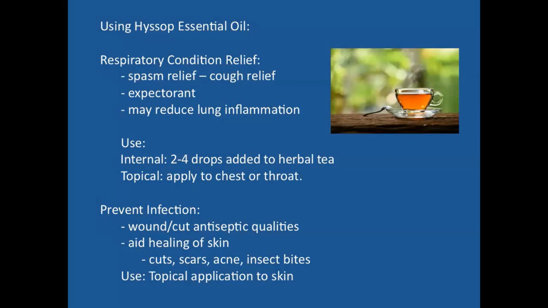So to use it, you can use it internally, add 2 to 4 drops to an herbal tea, and you can use it internally to help with cough relief and as an expectorant. And for lung inflammation, you can use it topically, apply it directly to the chest or the throat. It's also helpful as an infection prevention. You can use it on wounds and cuts as an antiseptic.